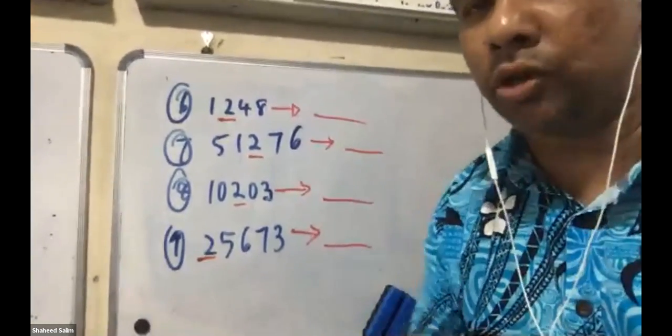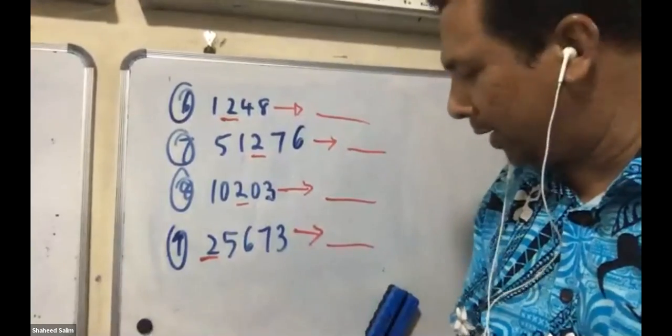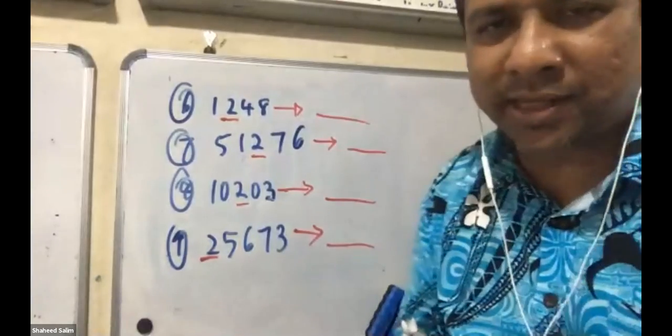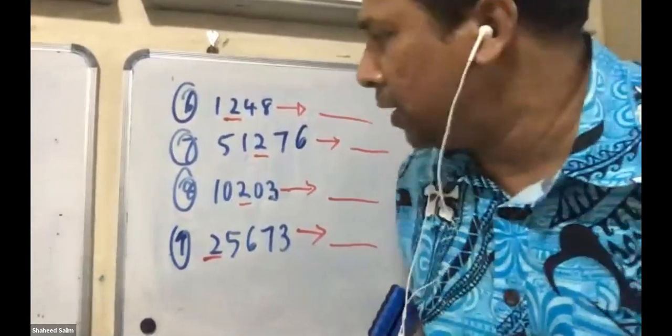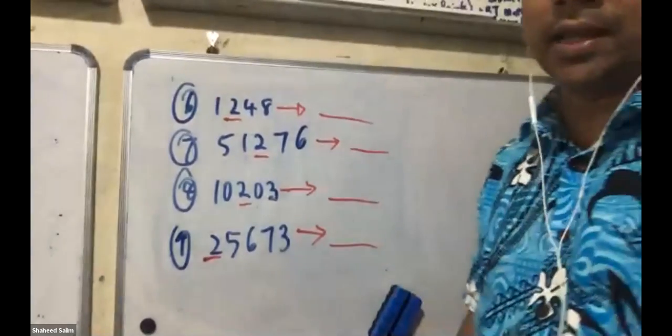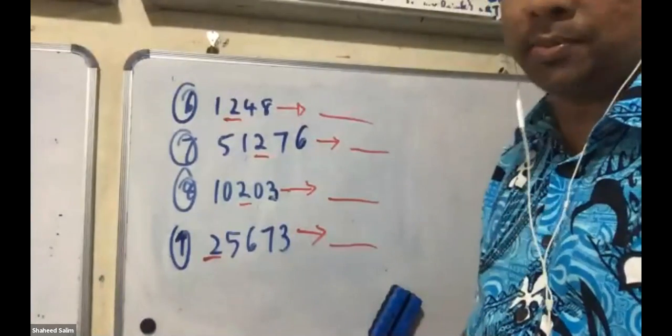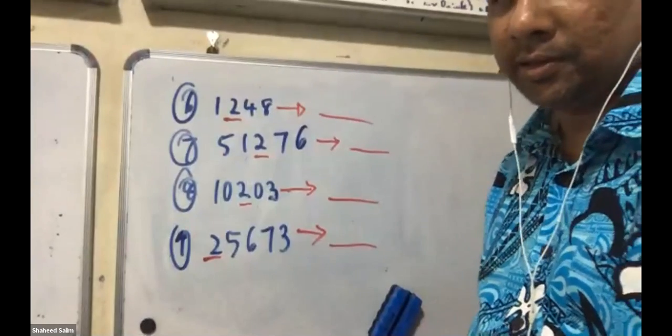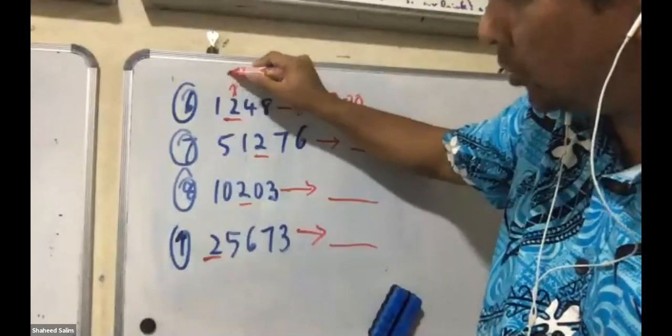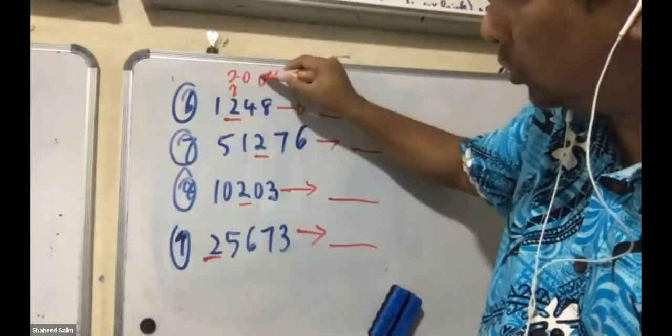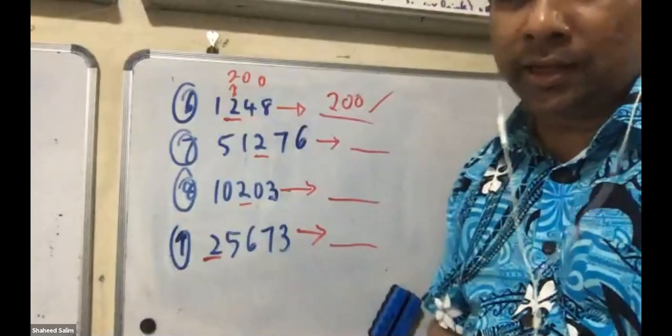Okay, please unmute yourself and tell me what is the answer for question number 6. Unmute yourself, Naomi. Unmute yourself, Amara. Question number 6. Amara, what's the answer? 200. Is she correct? Well, we draw an arrow. Yes, she is at 1020. Well done.